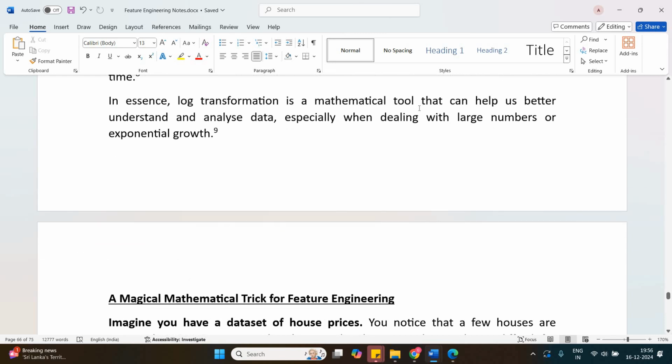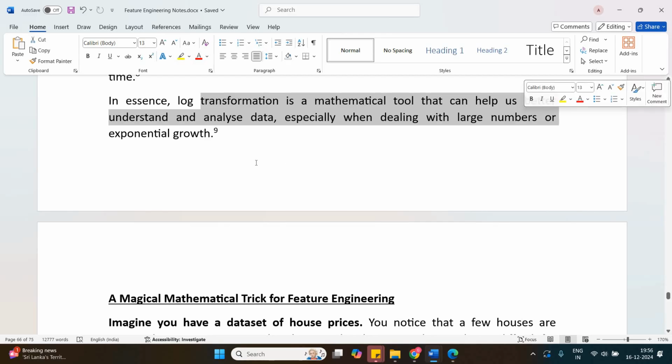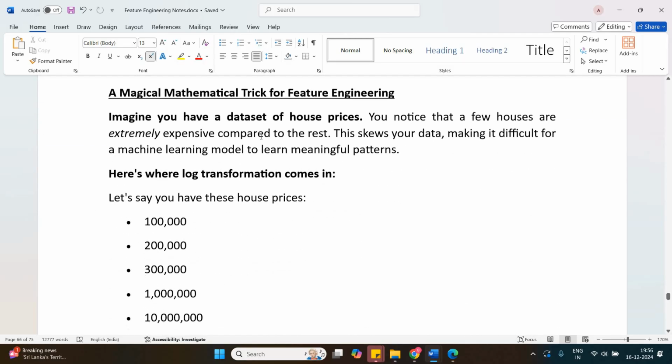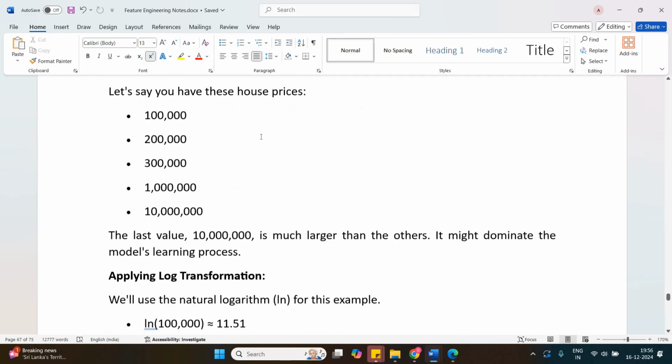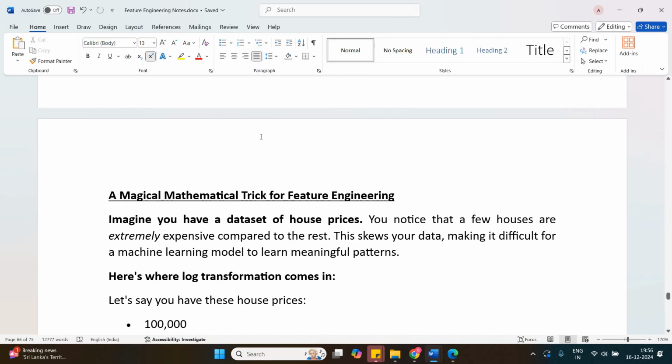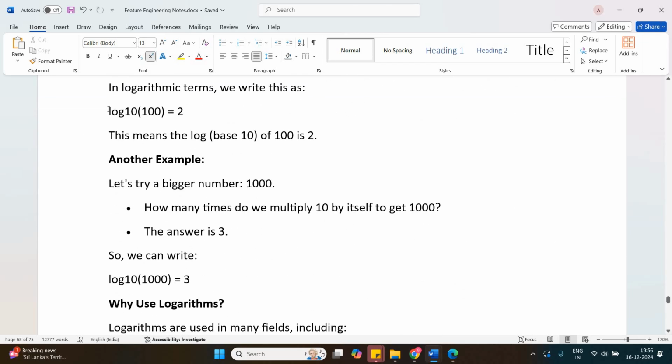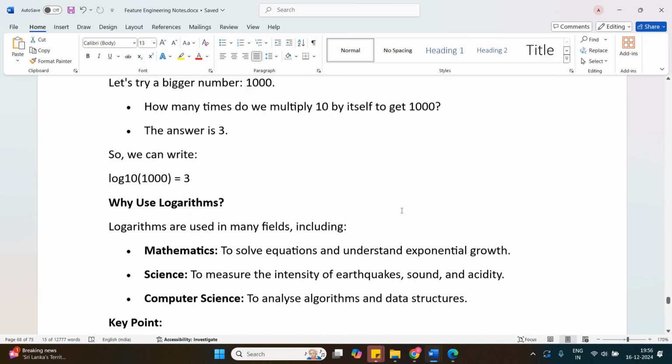Okay, in essence, log transformation is a mathematical tool that can help us better understand and analyze data, especially when dealing with large numbers or exponential growth. This thing we have already discussed in the previous video, how the logs work. So I will leave this part here. This I have already explained.